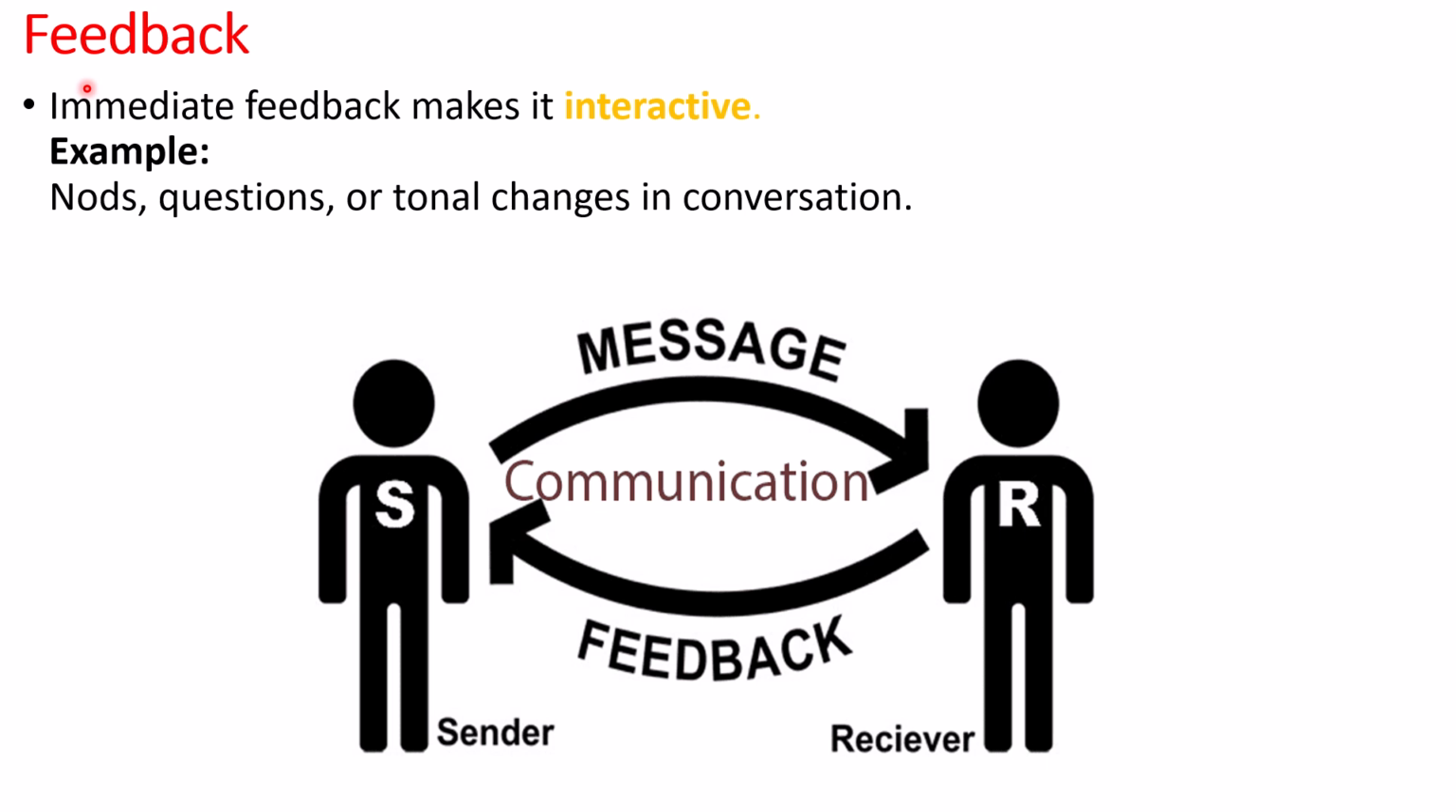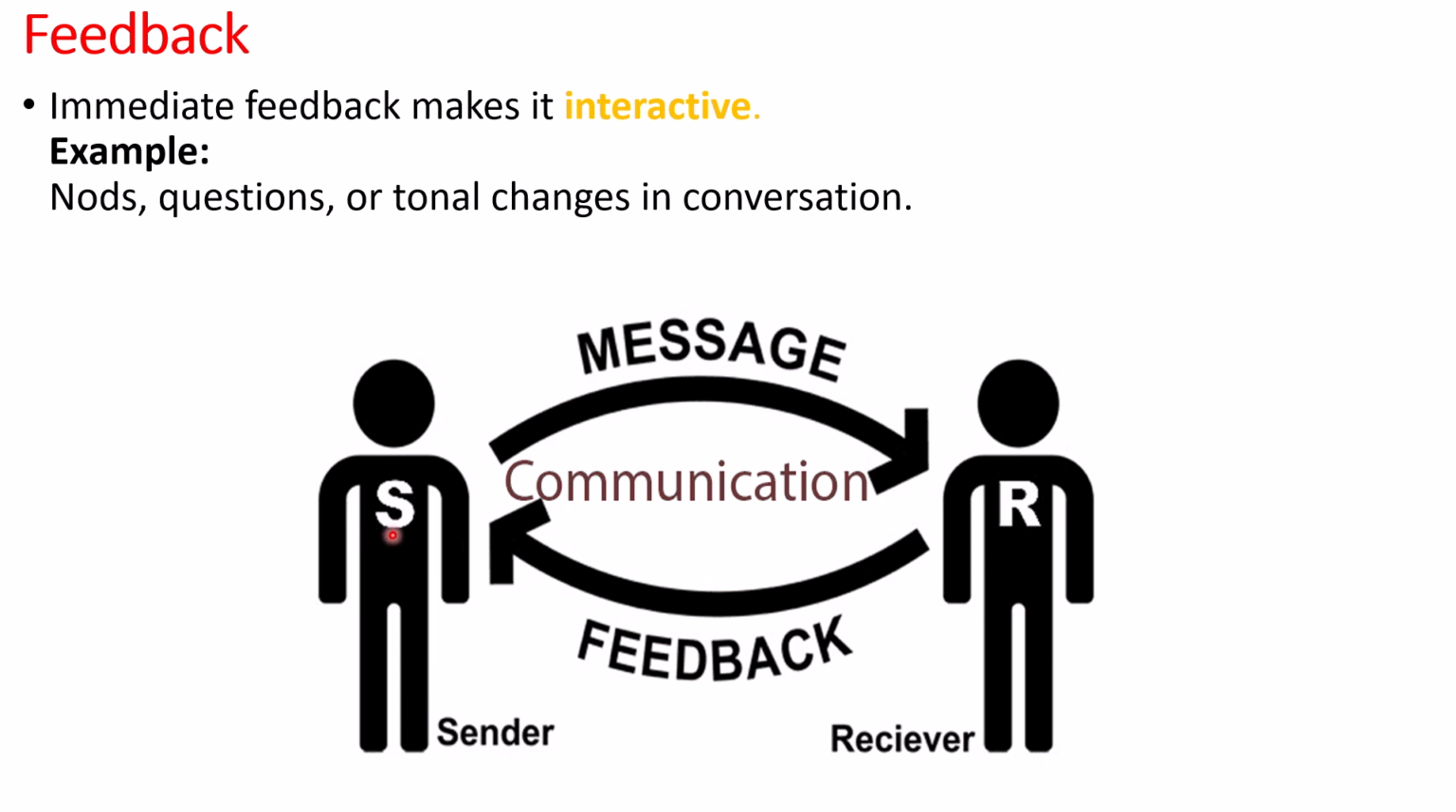So feedback. So here we see this in two-way communication. Human communication allows immediate feedback, making it interactive and dynamic, whereas there is no feedback in animal communication. So this is an advanced feature of human communication. For example, face-to-face conversation, nodding, asking questions. So these are all examples of feedback.